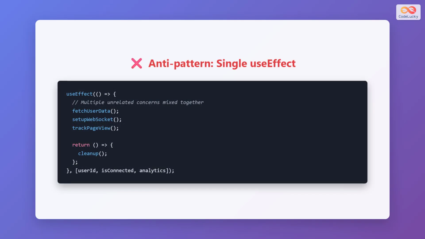Let's examine an anti-pattern, using a single useEffect hook to manage multiple unrelated tasks. In this example, you can see how multiple concerns are mixed together within one useEffect. It fetches user data, sets up a WebSocket connection, and tracks page views all in one go. This can lead to code that is hard to read, debug, and maintain. Dependencies like user ID, isConnected, and analytics further complicate things.